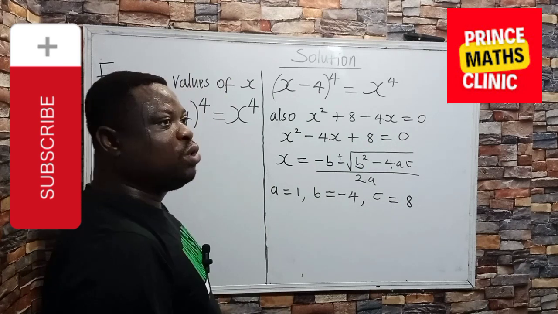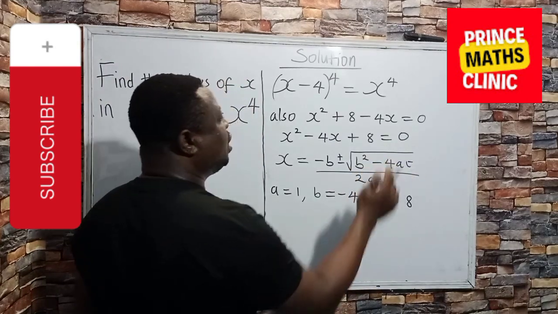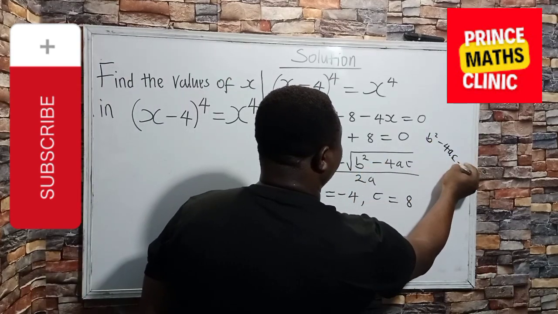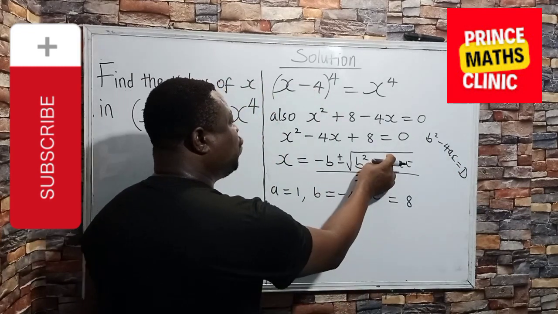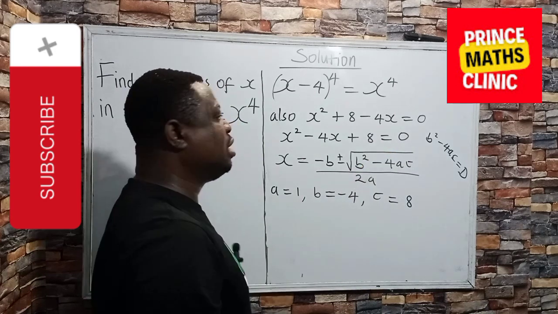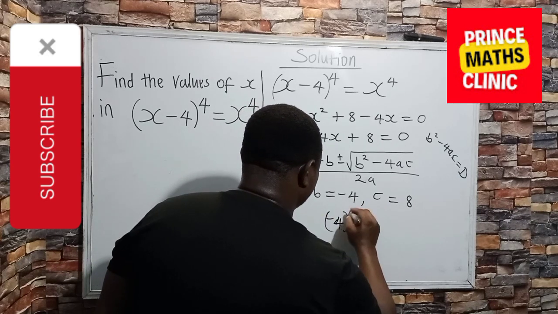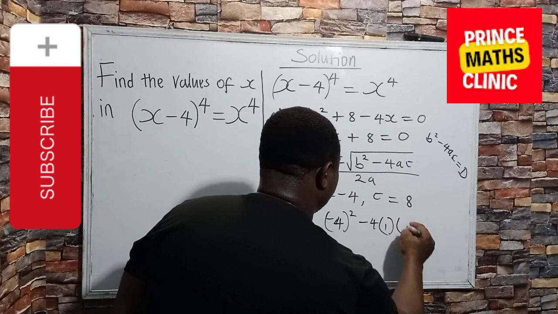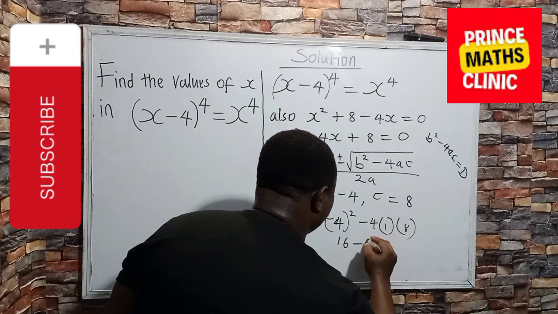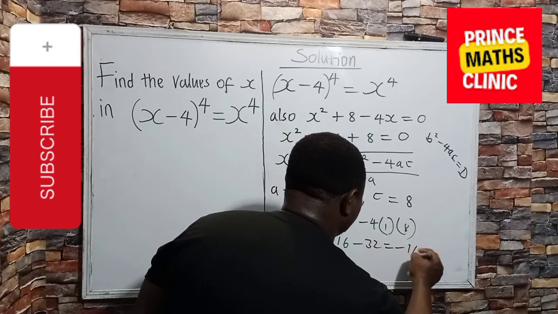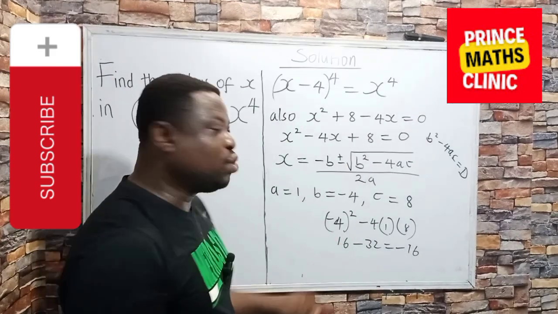But before we do that, let us find out if we are going to get a real solution, because b squared minus 4ac is called the discriminant. So let's use D to represent the discriminant. Let us see if we are going to get either a positive or negative value. My b squared is minus 4 squared, which is 16, minus 4 times a, which is 1, times c, which is 8, that is 32. So we get negative 16. It means my discriminant is negative, so I'm not expecting a real solution.